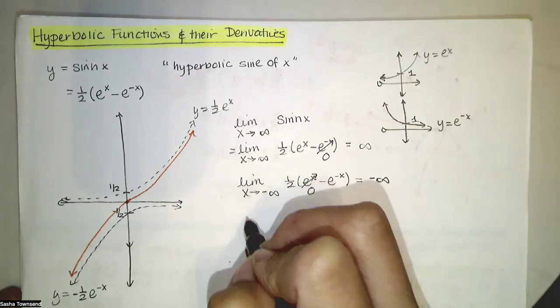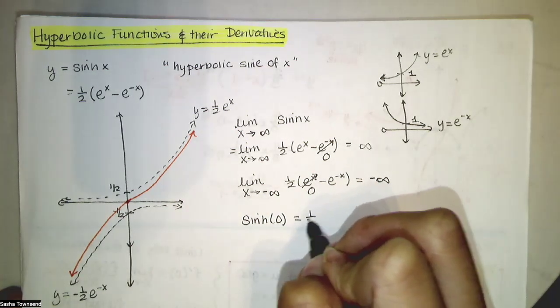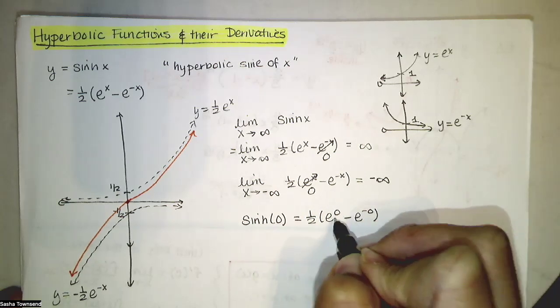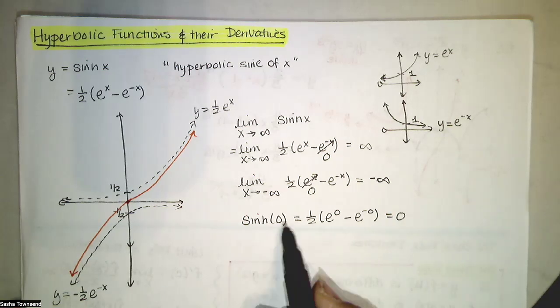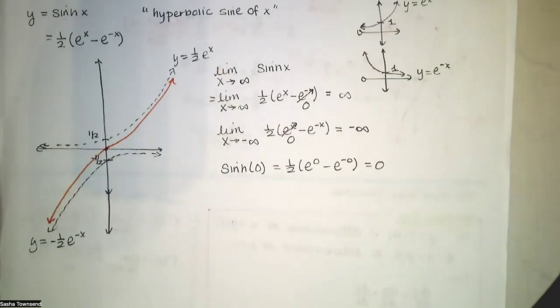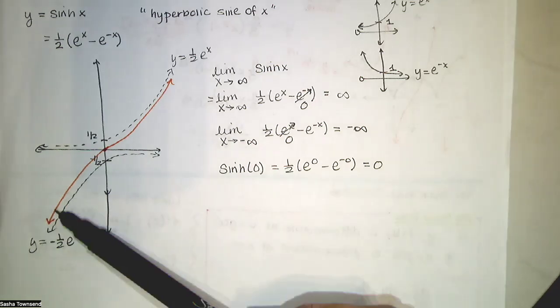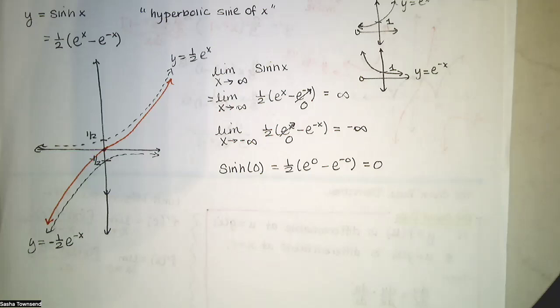And then a couple of other things. The hyperbolic sine of 0 is 1/2 times e to the 0 minus e to the opposite of 0. That's 1 minus 1, which is 0. So the hyperbolic sine of 0 is equal to 0, which is just like the sine of 0. So it sort of reminds us of the sine function in that way. But it's very different from the sine function in the sense that it doesn't repeat itself. It's just this one function that approaches these exponential functions.